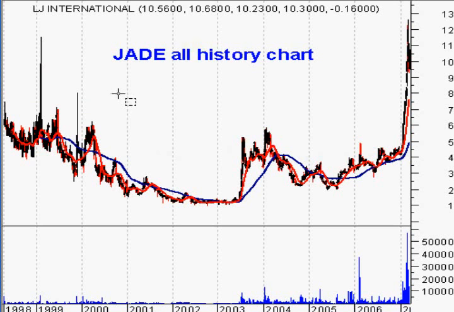This is the all-history chart going back to 1998, and the stock recently made a new all-time high above 12. We had this big spike up here in the beginning of 2007. So the long-term trend is bullish now.